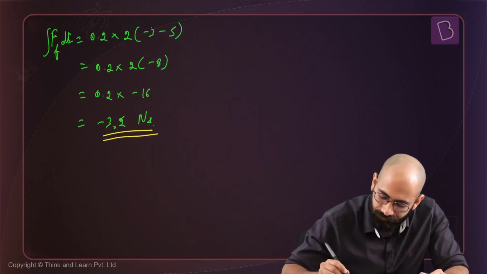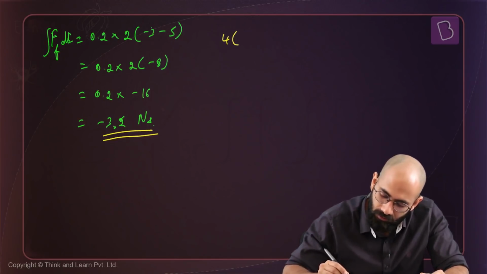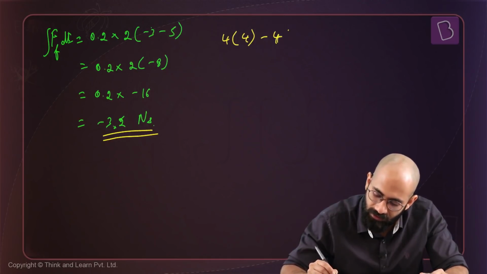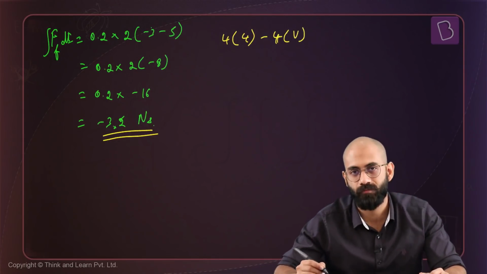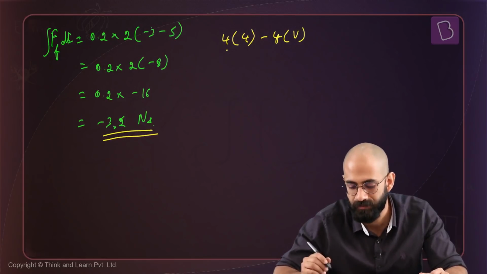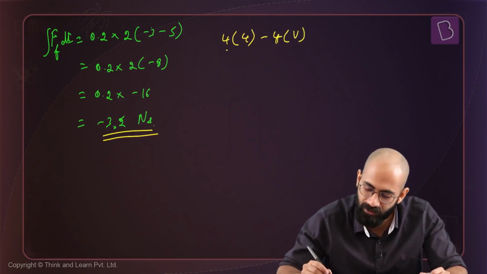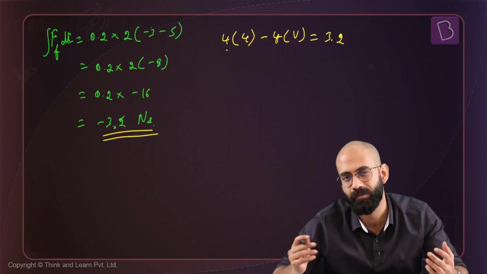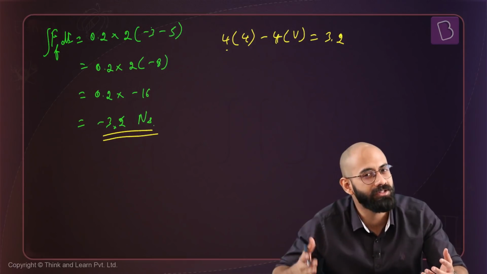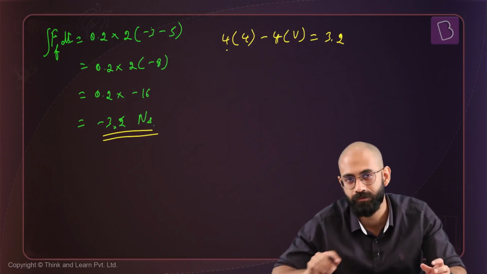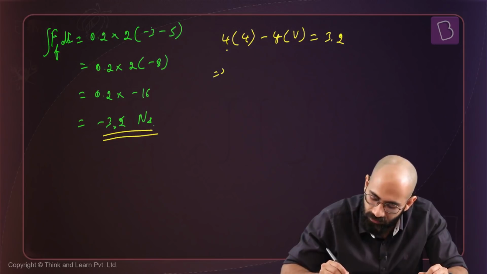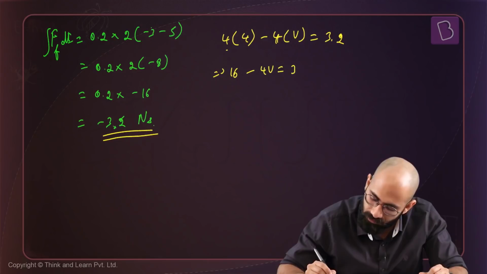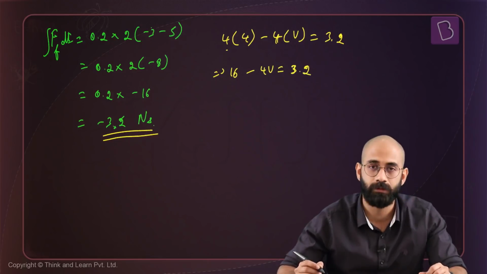So I can say that 4 into the initial speed, which is 4, minus 4, which is the mass again, into the final speed. Here 4 is the mass, and 4 is the initial speed, and 4 is the mass again, and v is the final speed. This should be equal to 3.2, because this is the net impulse, and that should be equal to the change in momentum. Okay, I'm just saying that the change in momentum should be equal to 3.2. This implies that 16 minus 4v should be equal to 3.2, right?